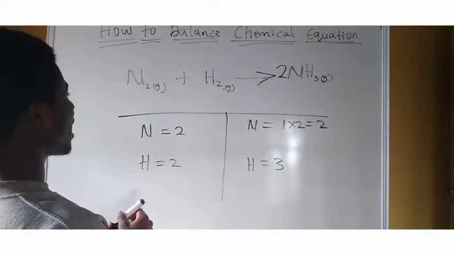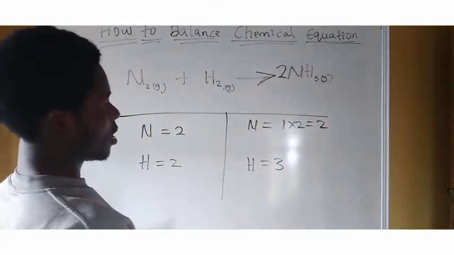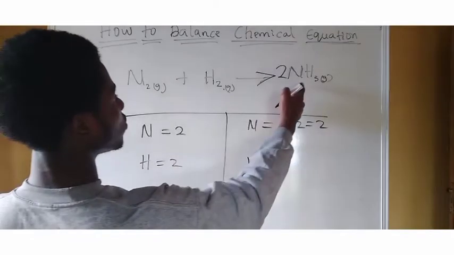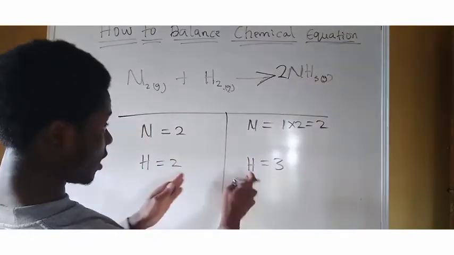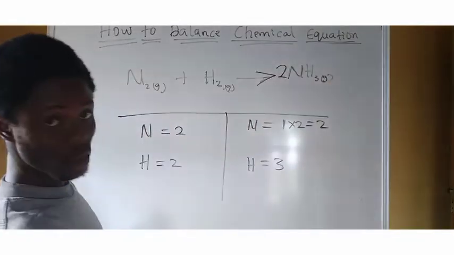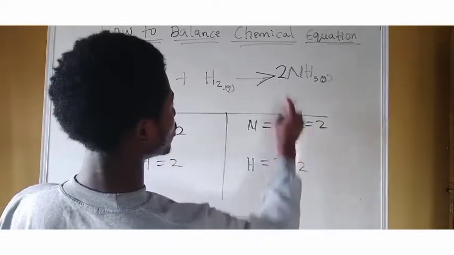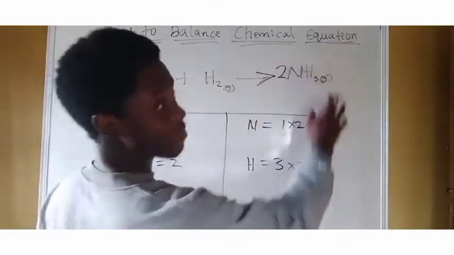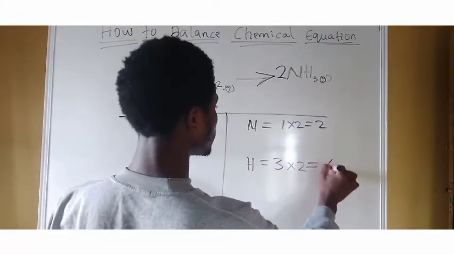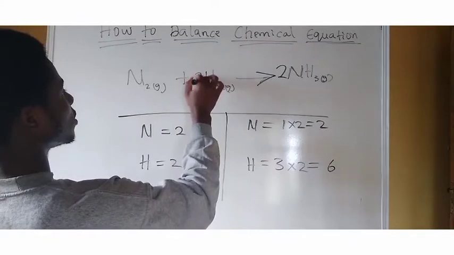So now let's move straight to the hydrogen. On this side we have 2 and on this side we have 3. So what are we going to do to make sure this thing is balanced? First of all, from what we wrote here, we have 3. Since this 2 is multiplying everything in that particular compound, this 3 will multiply by 2 because this coefficient is multiplying everything. So now 3 multiplied by 2 giving us what? 6. So looking at this side, we put a 3 here.